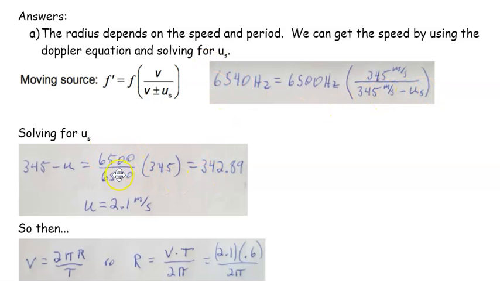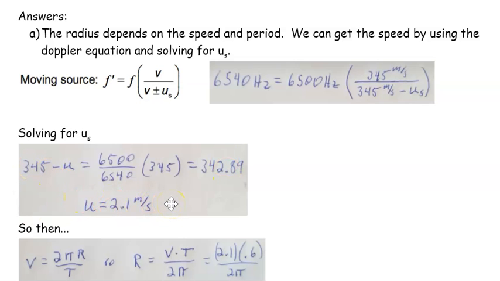So I've got this 6,500, this 6,540 came underneath. This whole term here is up here now. I didn't put parentheses around it, but it's the same term. And then we solve for that, and we get 342.89 for this. And then we need to bring U over here and that over there and subtract, and we get 2.1 meters per second.